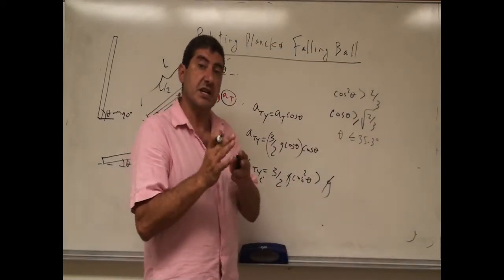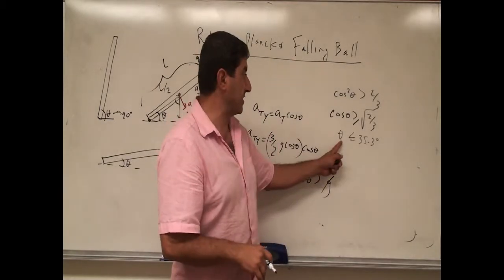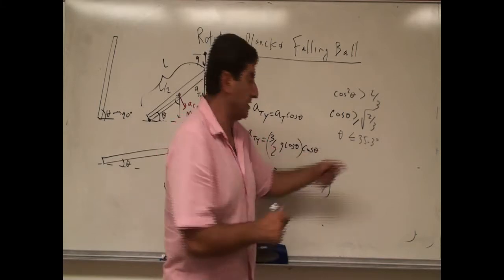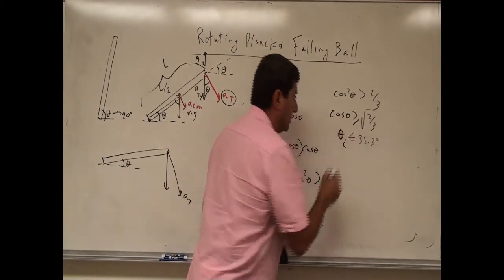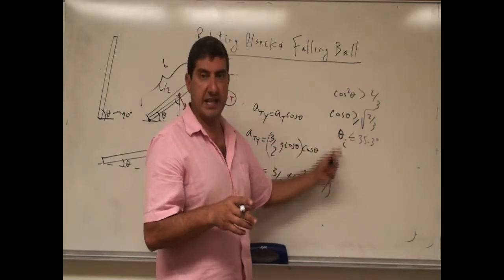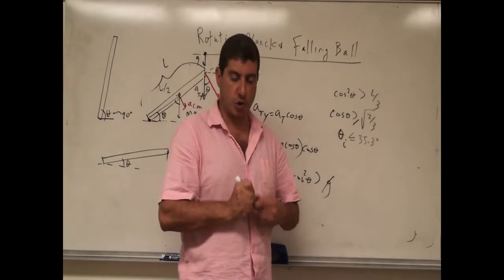That means since cosine increases as the angle decreases, the angle must be equal to, this is the largest angle it can be. This is the initial angle, right? This is the largest initial angle that it could be, and it has to be less than that. Anything less than that, the plank will always be ahead of the ball, okay?